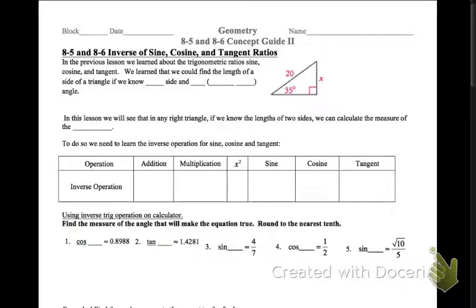All right, it's time to do the other part of section 8.5 and 8.6 with triangle trigonometry.